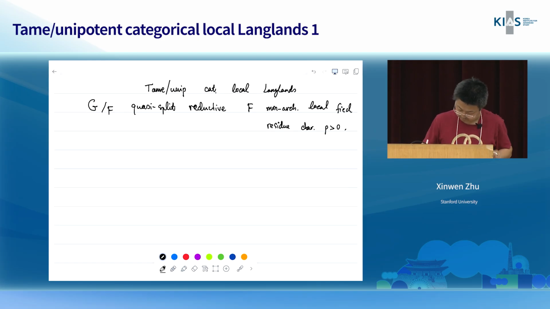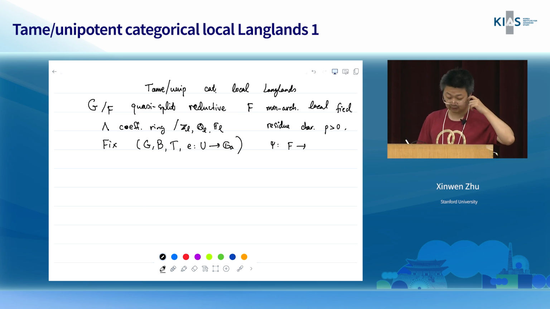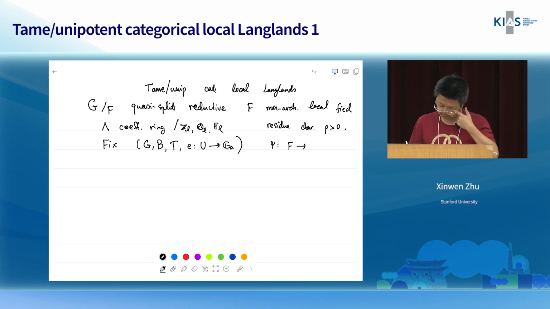And we fix some pinning for G, and I usually denote by ψ from the unipotent radical U to G_a some map, such that the restriction to every simple root subspace is an isomorphism, and ψ is an additive character. I will also fix some coefficient ring Λ, which will be over Z_l, Q_l, or F_l, some algebraic extension, but Λ will be a regular Noetherian ring at some point, maybe a DVR. Fix a non-trivial additive character.